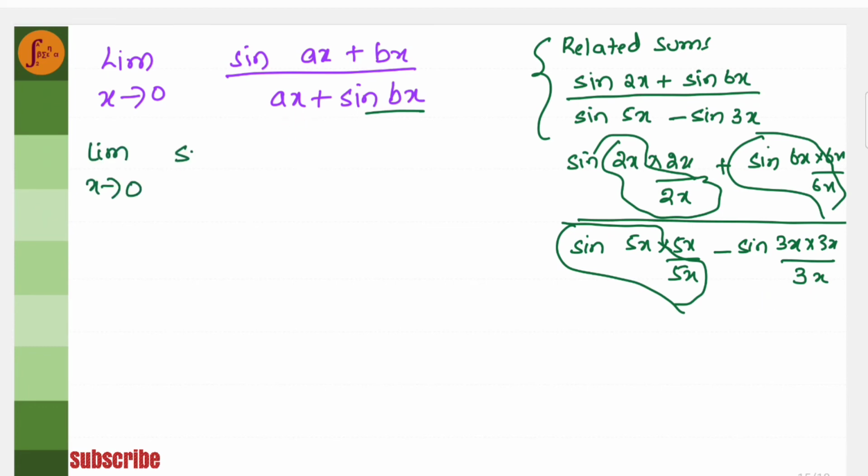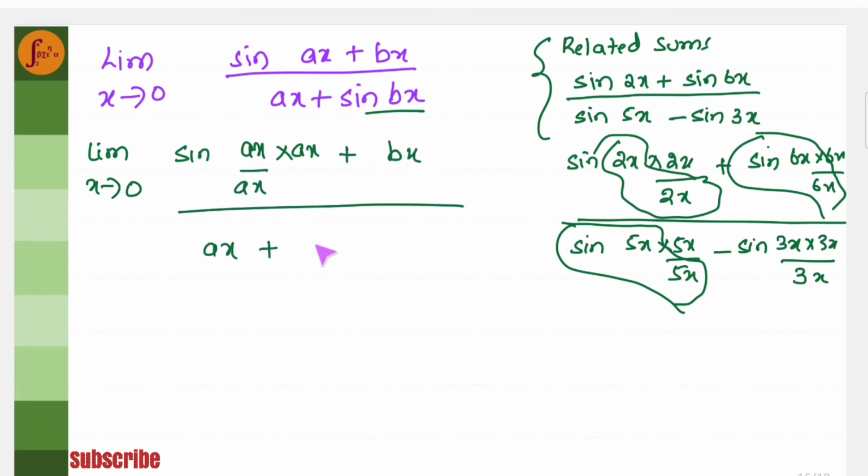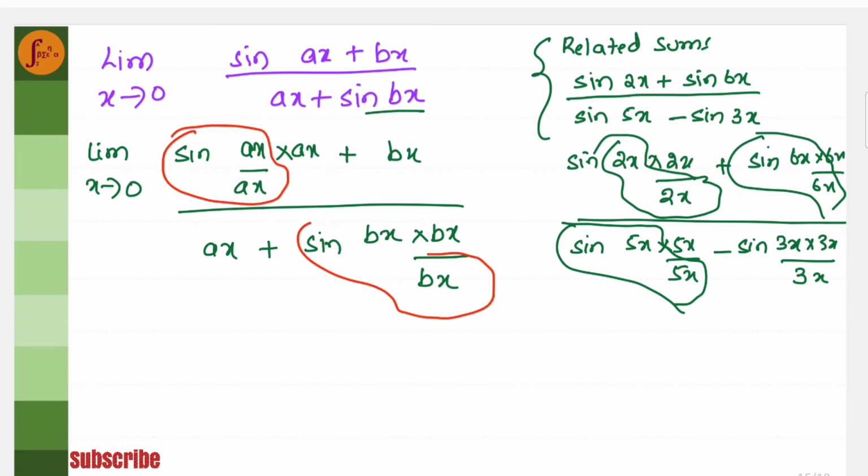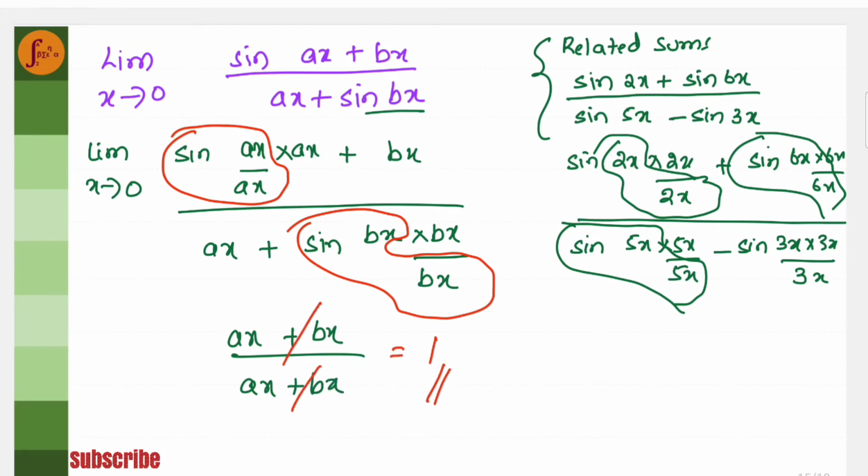Here also same thing. Sine ax into ax by ax plus bx. ax plus sine bx into bx by bx. So here we can apply the theorem. So it will be ax is going to be 1, left with ax plus bx by ax plus bx. Both of this will get cancelled and the answer will be 1.